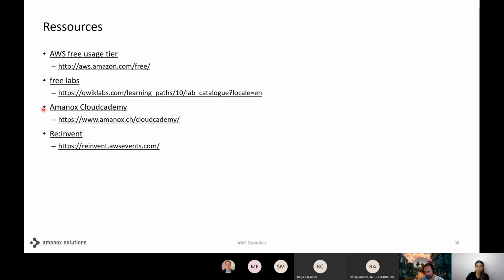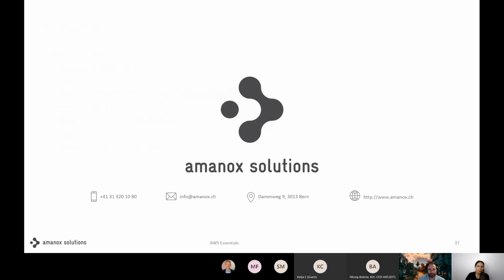And then re:Invent, it's the AWS global conference happening once a year in Las Vegas. So this year, of course, there's a lot of events. They are going virtual. So if you're interested, you can have a look this year from your couch. It's happening in December. And that will be all from my side.